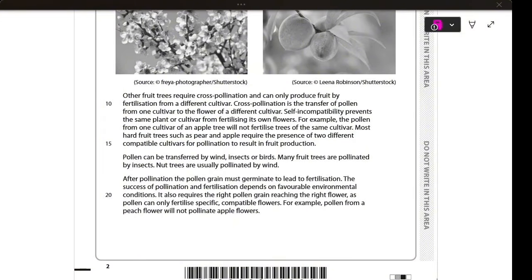Pollen can be transferred by wind, insects, or birds. Many fruit trees are pollinated by insects. Nut trees are usually pollinated by wind. After pollination, the pollen grain must germinate to lead to fertilization. The success of pollination and fertilization depends on favorable environmental conditions. It also requires the right pollen grain reaching the right flower, as pollen can only fertilize specific compatible flowers. For example, pollen from a peach flower will not pollinate an apple flower.